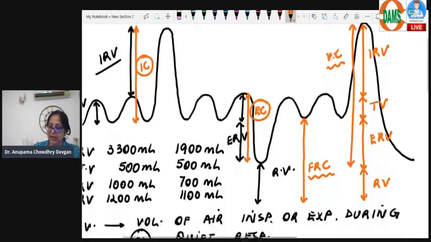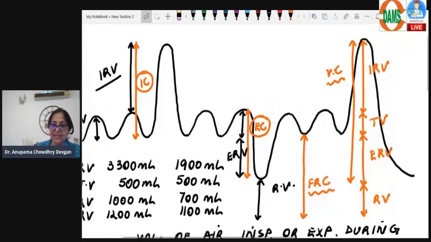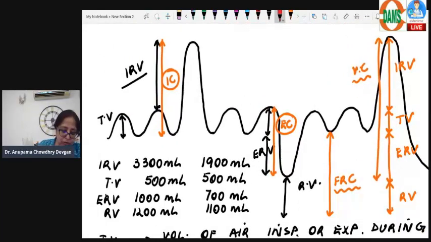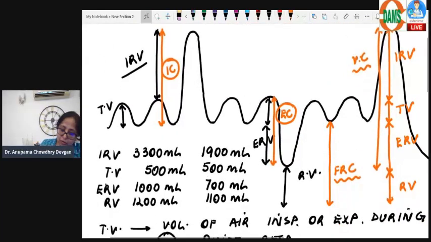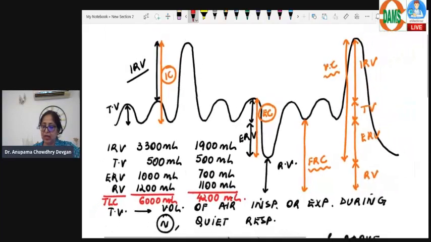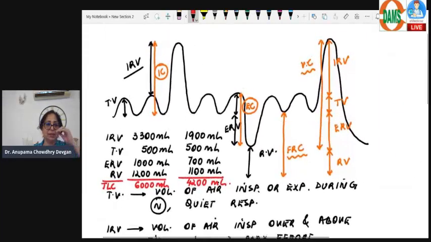So then one more capacity is left, and that is the total lung capacity. Add all the lung volumes, you will get total lung capacity. Total lung capacity in the case of males is 6,000 ml. In the case of females, 4,200 ml. Add up all the lung volumes is going to be total lung capacity, right? So this is as far as your lung volumes and capacities is concerned.